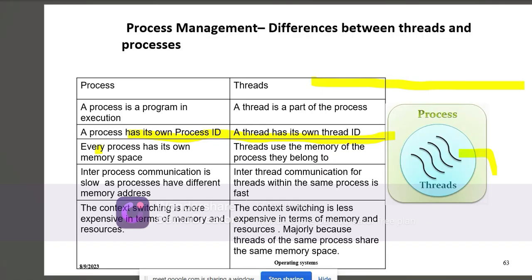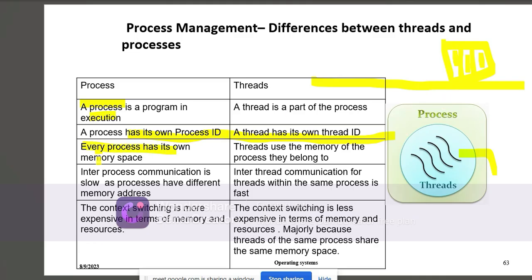So see the difference between process and thread. A process is a program in execution, whereas a thread is a part of a process. Suppose this is your one process divided into a number of threads. This is one thread, this is another thread, this is your third thread. So we can say that a thread is a part of a process. The process has its own process ID and a thread has its own thread ID for identification purposes.